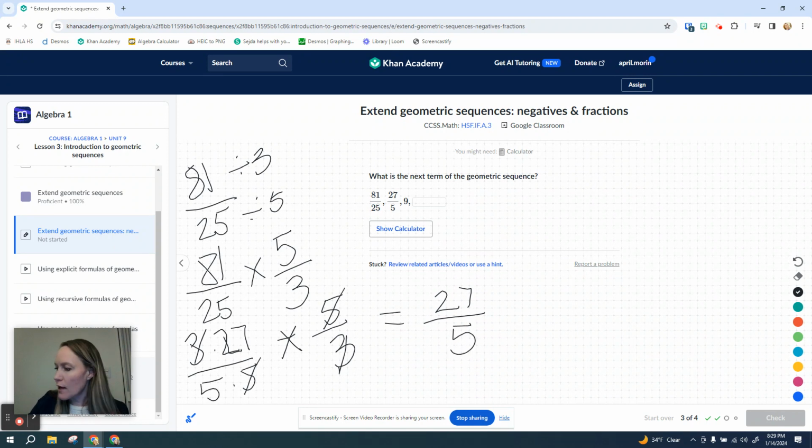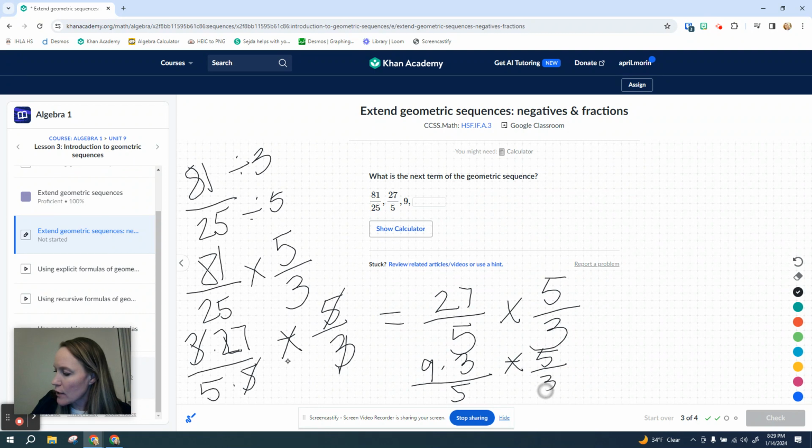If I multiply this number by 5/3, do I get the next term? I'm going to rewrite 27 as 9 times 3. That's a math fact. Divided by 5, times 5/3, sorry, I don't know why I keep writing equals 5/3. So this cancels with this 5, and this 3 cancels with this 3. Do I get 9? Yes, I do. So now I'm going to have 9 times 5/3.